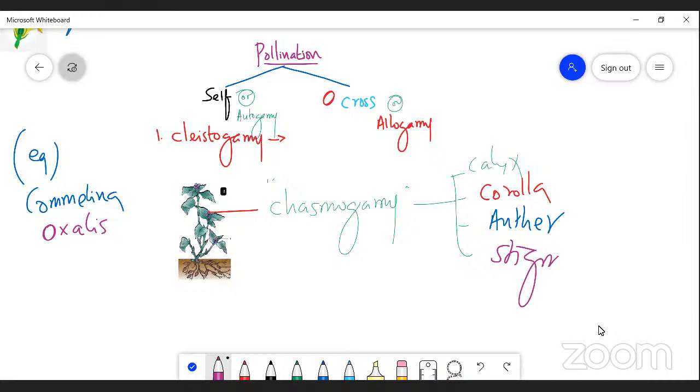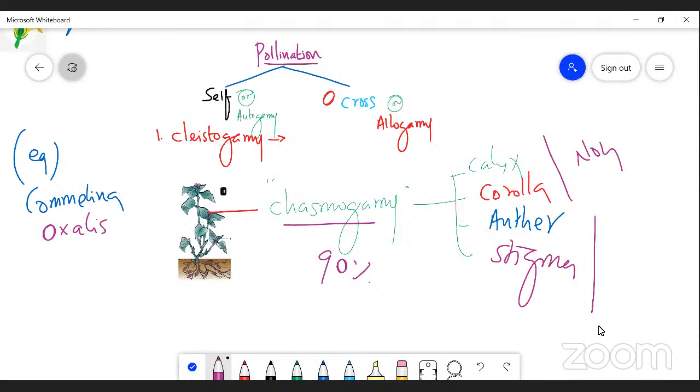A stigma. So these calyx and corolla are non-essential parts, and the essential parts are androecium and gynoecium. I mean the anther and the stigmatic region. So this anther and the stigmatic region are opening and exposing, with pollen grains landing on the stigmatic region, right? So this is called chasmogamy. Almost in all the members of the angiospermic group, 90 to 95% of pollination is taking place by this method only, chasmogamy.